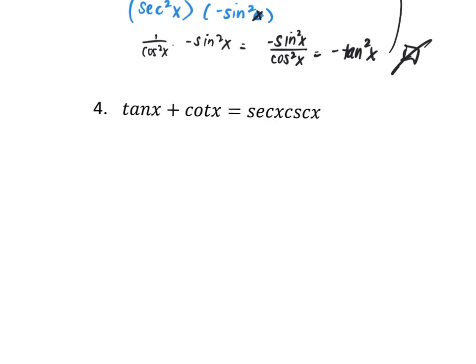Next, which one is more complicated, the left or the right? It's actually going to be the left. A plus is more complicated than multiplying. Multiplying is much more simplified than adding. So let's work with the left side. I'm going to put everything in terms of sine and cosine.